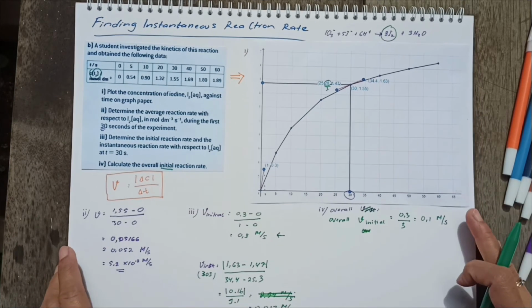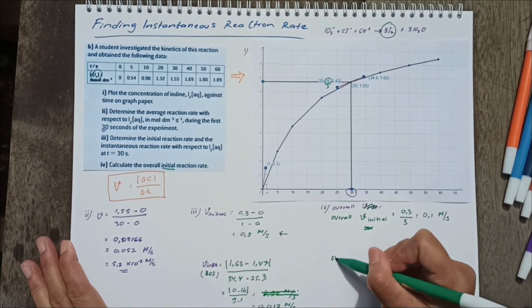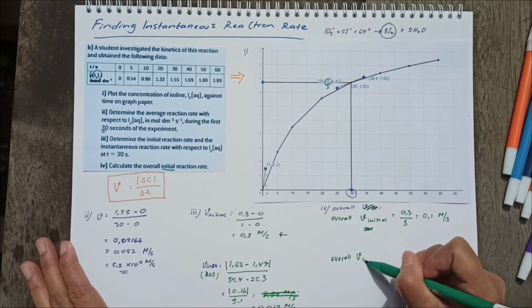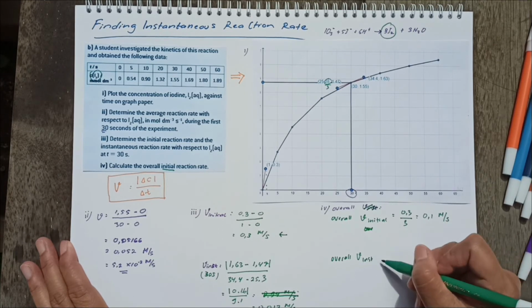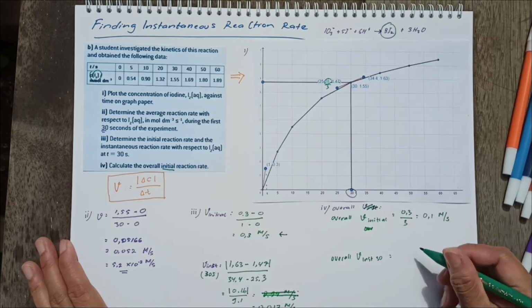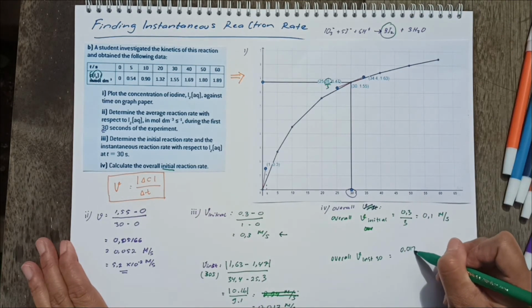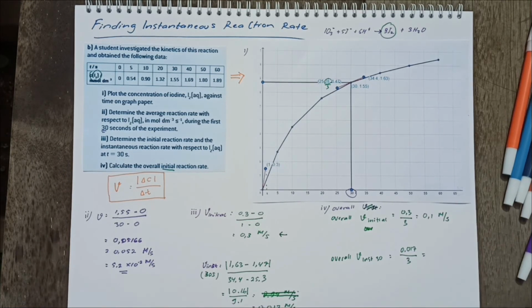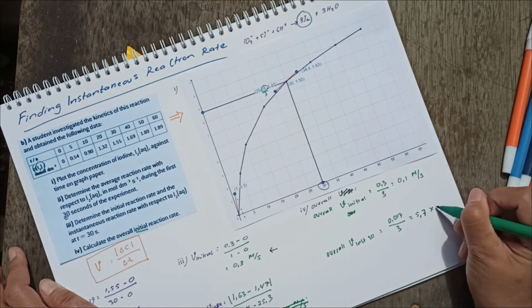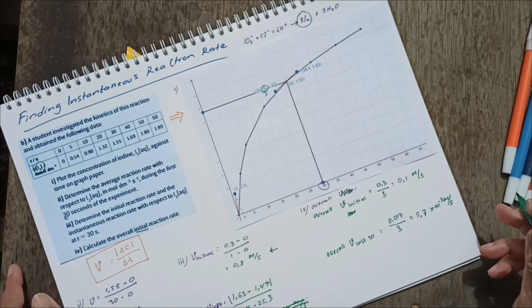What happens if the question is the overall velocity for the instantaneous within 30 seconds? It's going to be this one divided by 3, 0.017 per 3. So the answer would be 0.017 divided by 3, which is 5.7 times 10 to the minus 3 molarity per second.